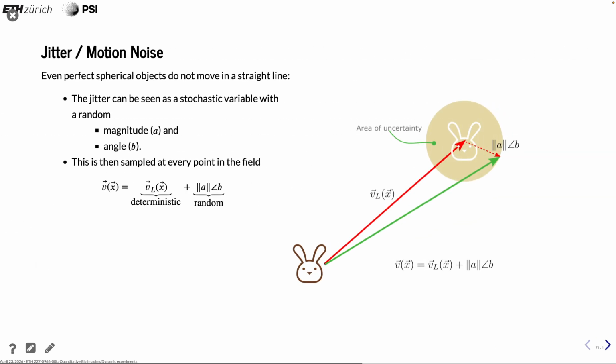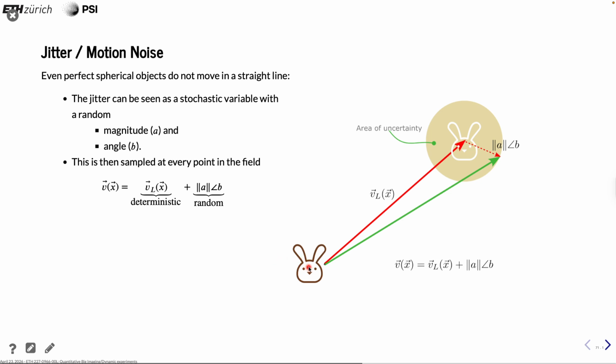So the jitter: in principle, we have a deterministic trajectory of the data. And then on top of it, there is some uncertainty in how it moves. And this slide I produced just before not Christmas, but Easter last year. So that's why I have a bunny.